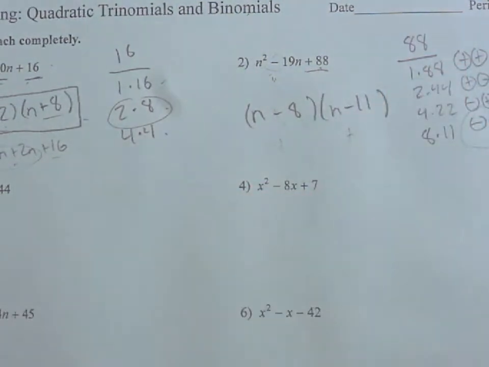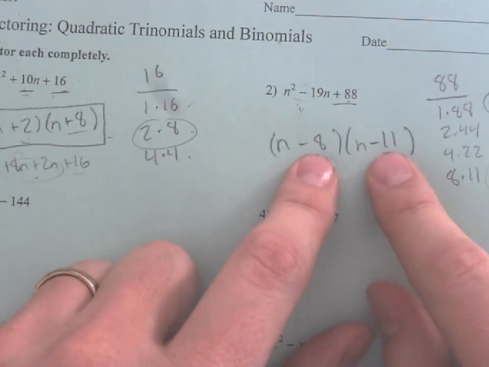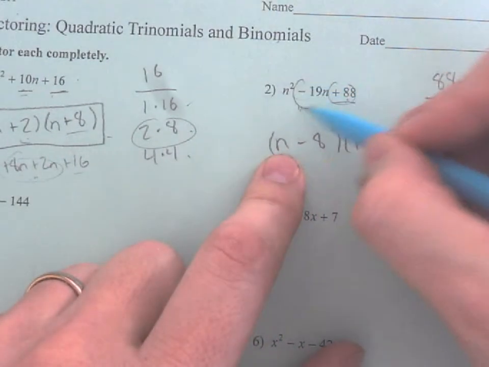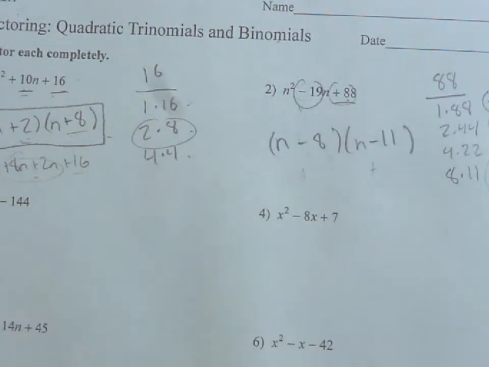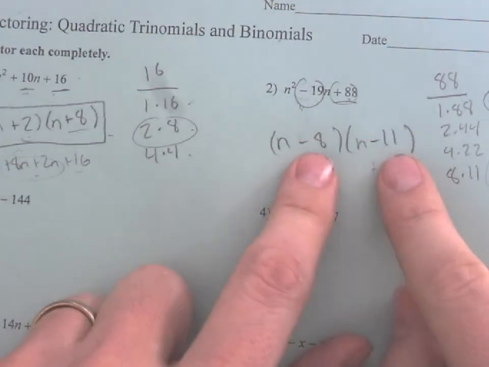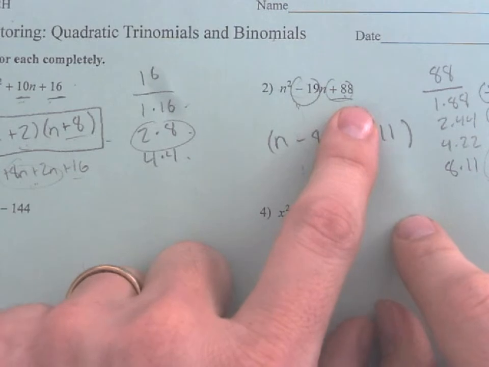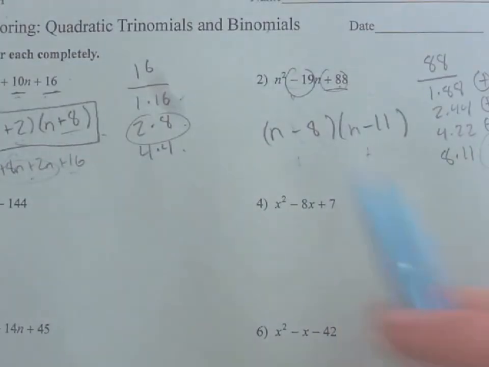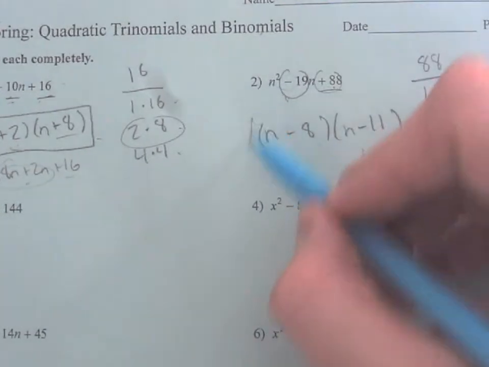So it has to be the two numbers that will multiply to this, but when I combine them, I'll get this. And this is the only combination. These are the only two numbers that will multiply to a positive 88 and will combine to a negative 9, and so those are the two numbers in my factors.